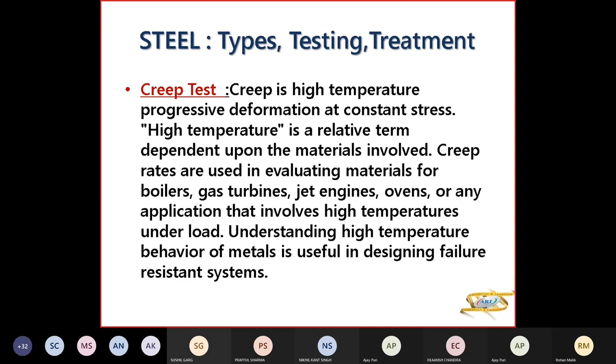Now the fifth test we'll talk about is creep. Creep basically is when you have a high temperature, you will have a progressive deformation at constant stress.